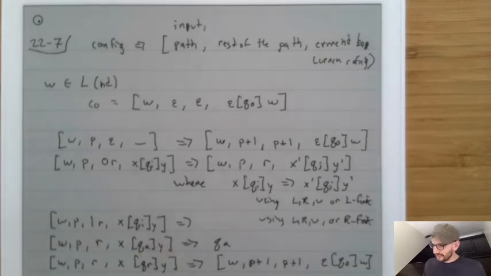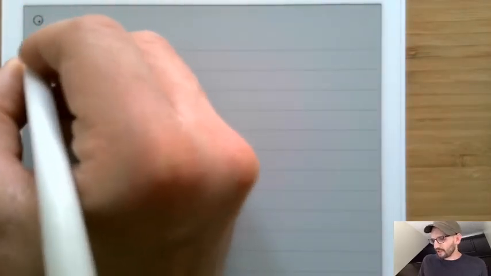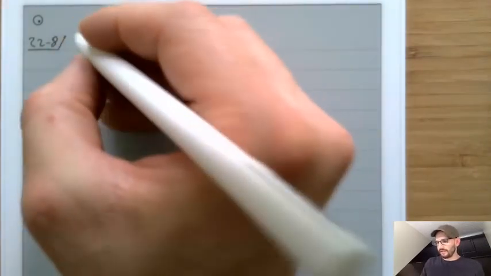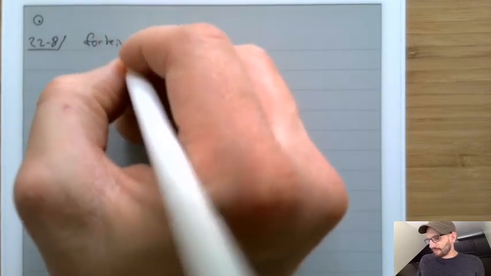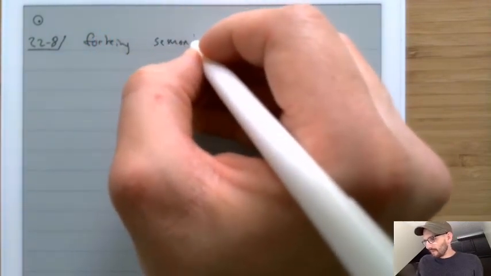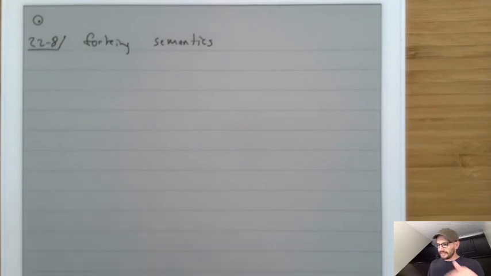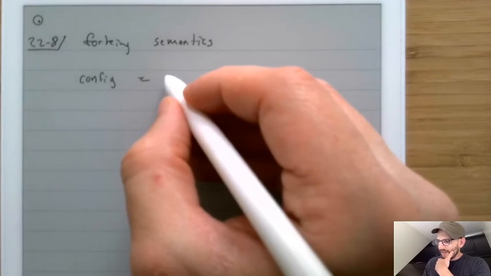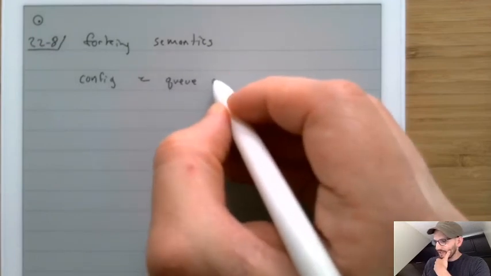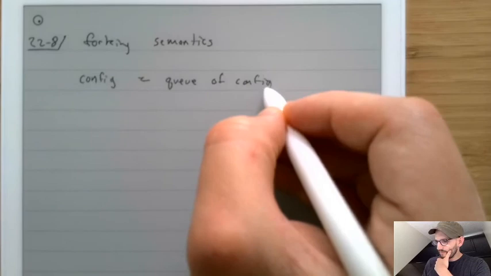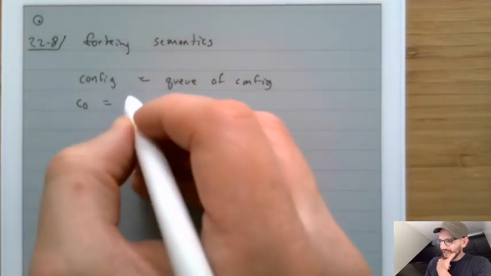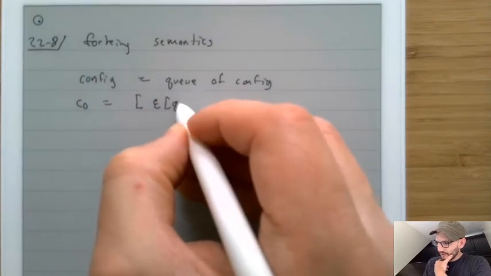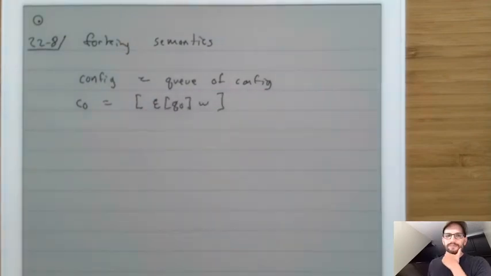So obviously what would be nice to do is talk about another version of this that is space expensive but time cheap. And we're going to call this the forking semantics. The idea behind the forking semantics is that a configuration is going to be a queue of configurations. Configuration 0 is just going to be the queue that has epsilon q0w on it.